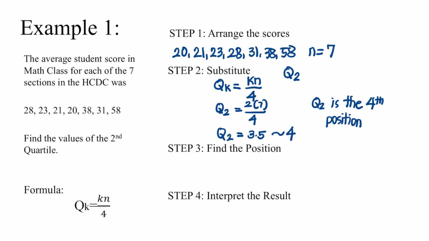Since you were able to locate already the fourth position, I mean the second quartile, we are now going to count to the fourth position. 1, 2, 3, 4. Therefore, if you count it, our Q sub 2 is 28.